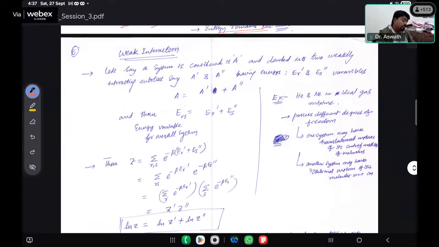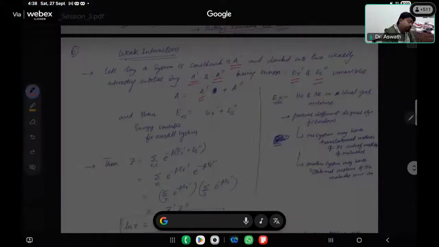Now let's talk about the systems which are weakly interacting. Let's say I have a system here and it is divided into two parts, A prime and A double prime. Each one has energy ER and ES: ER corresponding to A prime, ES corresponding to A double prime. Now, what is the real scenario? A real scenario could be helium and neon in an ideal gas mixture.